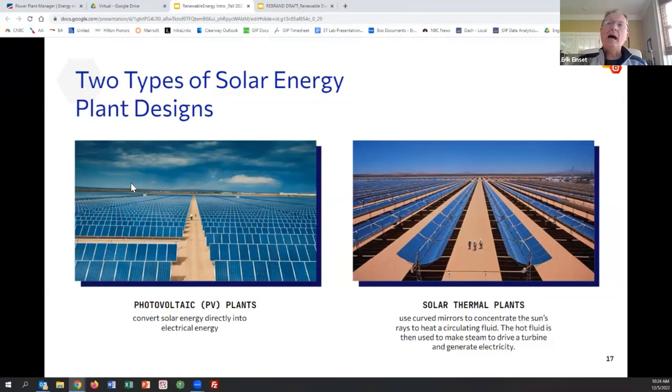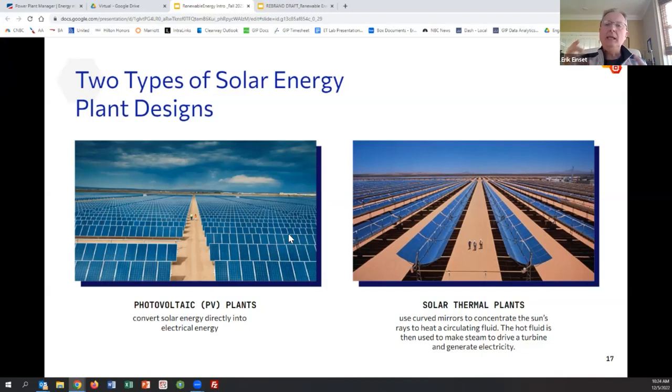A more common way now, since over time we've got much more readily available manufacturing for these solar photovoltaic cells. So solar photovoltaic plants, or PV plants, work in a different way.